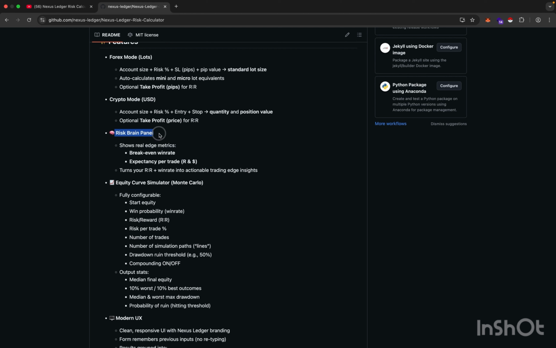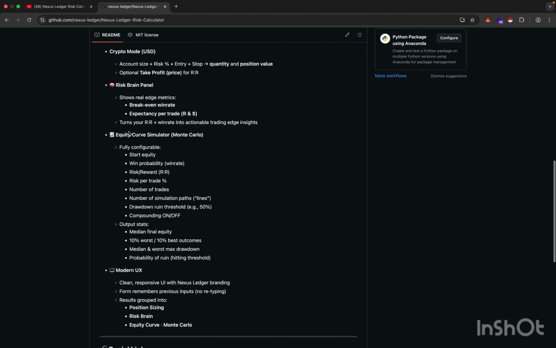So the risk brain panel actually shows you the real edge metrics. So it shows you the break-even win rate, the expectancy per trade, which you can also see in the dollar amount or in the risk reward amount as well. So it turns your RR plus win rate into actionable trading edge insights.